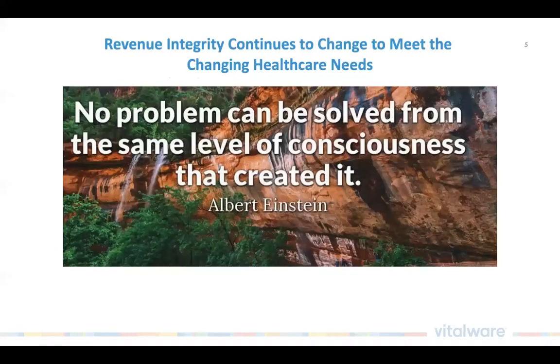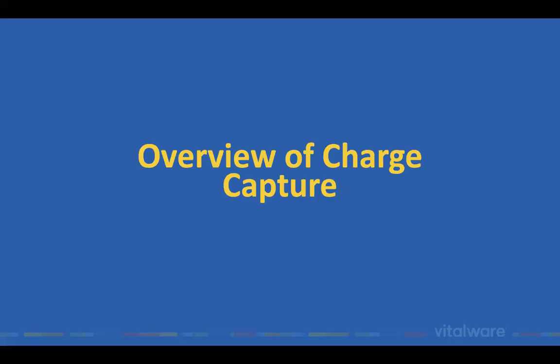So I want to start off with an Einstein quote today: no problem can be solved from the same level of consciousness that created it. Basically, the charge capture process has a problem in it, and you can't solve it by using the same method you did to create it. And that's what I see over and over again in our audits: we're trying to use the same method and make it work the way it is, and it's changed in some way. So we have to open our minds to the fact that it's going to be different.